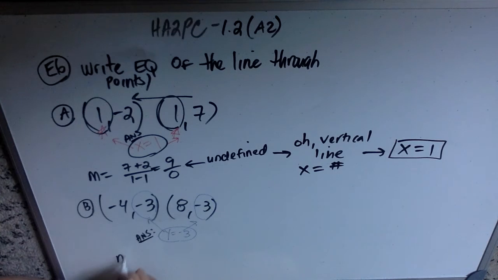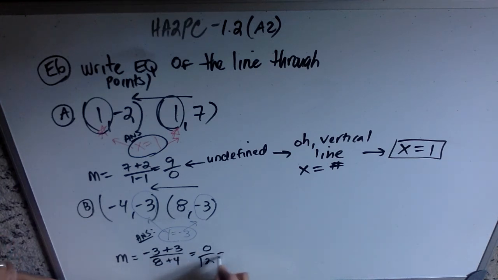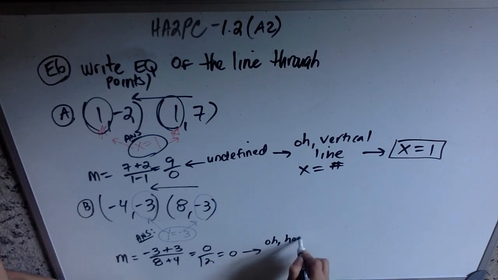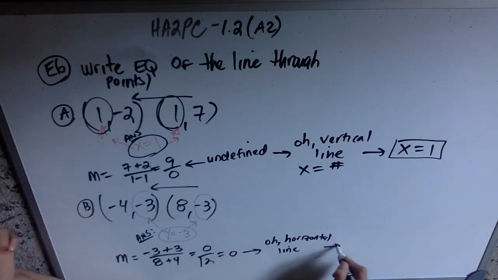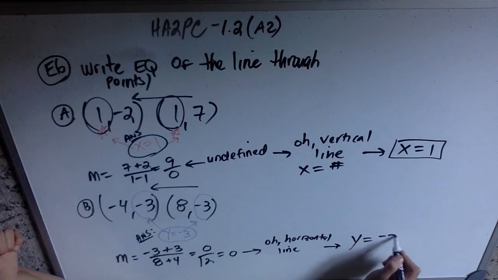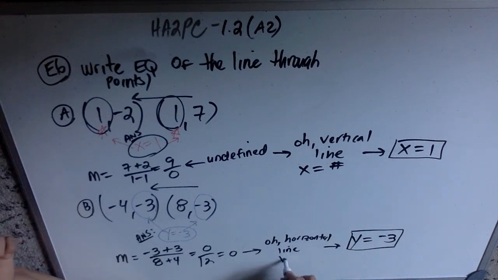If you don't, you might go ahead and find the slope, and you'd subtract. Now, you usually want your y's to be positive, but here you're not going to get that winning proposition because it's going to be 0, and 0 is neither negative nor positive. So negative 3 minus a negative 3 would be negative 3 plus 3 over 8 minus a negative 4 would be plus 4. So I get 0 over 12, which is 0. So once I know that, I say, oh, wait a second, that's a horizontal line. That's got to be y equals negative 3, right? So horizontal lines are y equals a number.